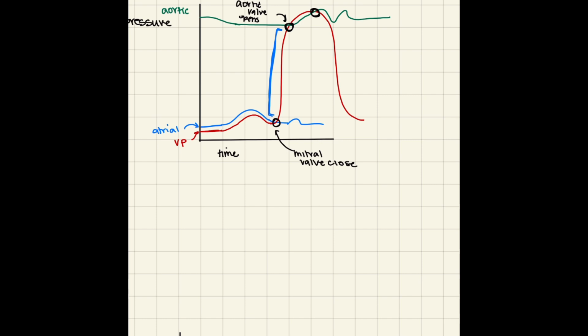I'm going to keep drawing this out just so that we can see this. This right here is where the mitral valve will open again. All of this is isovolumetric relaxation. It's where the ventricles are relaxing, but the volume is not changing.